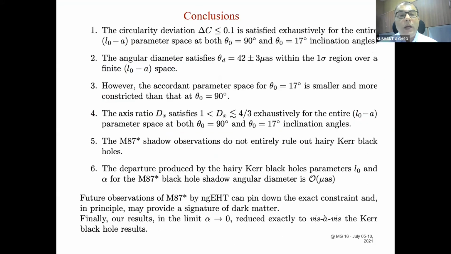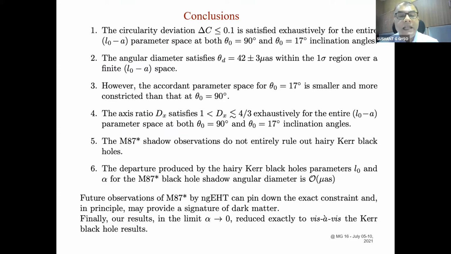Right. Now, the axis ratio is satisfied for the entire parameter space for both 90 degree and 17 degree. The 17 degree was used by the Event Horizon Telescope. We have used both. 90 degree is easier for the calculation purpose.